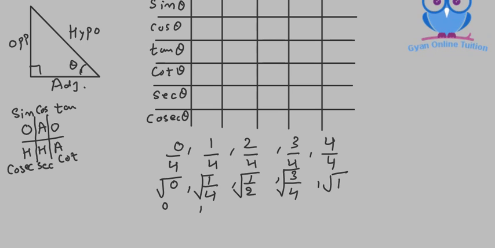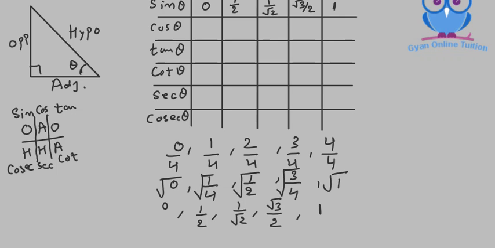So 0 stays 0, this becomes 1 by 2, this is 1 by root 2, this is root 3 by 2, and this will become 1. So these are all the sine values. Sine 0 is 0, this is 1 by 2, this is 1 by square root 2, this is root 3 by 2, and this is 1.